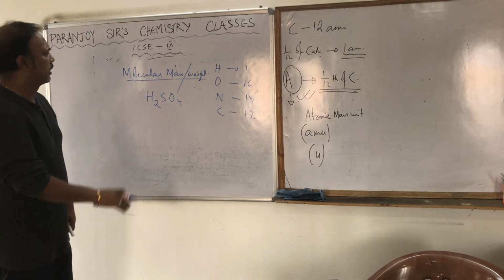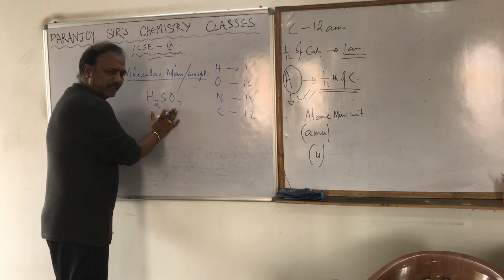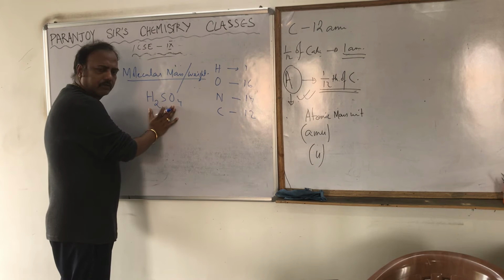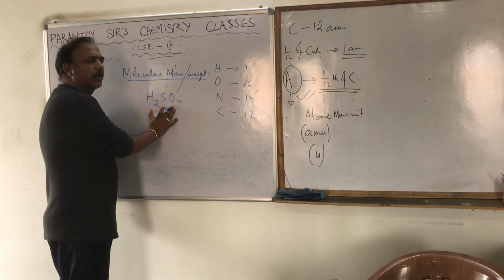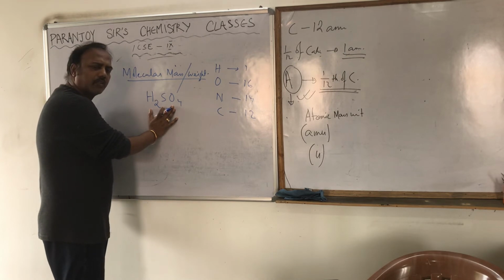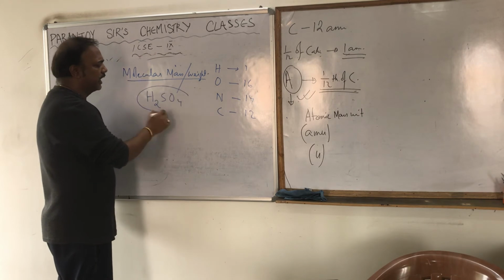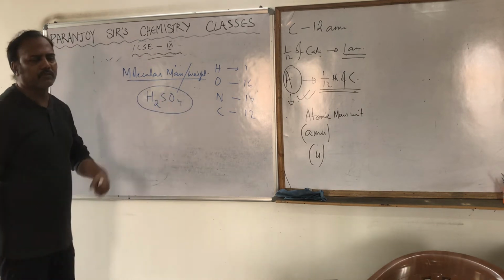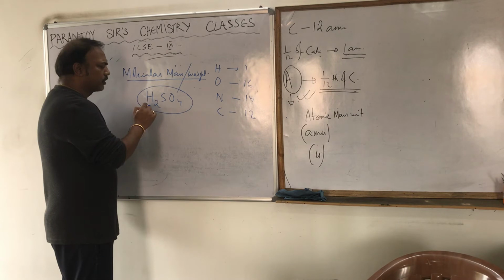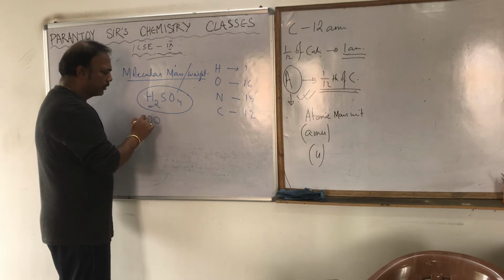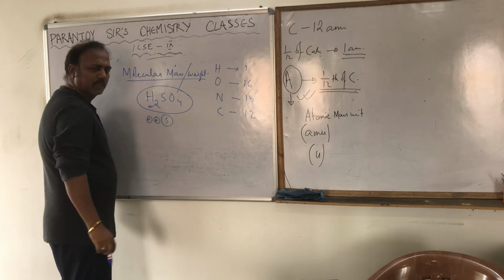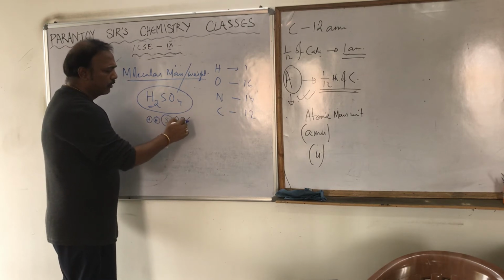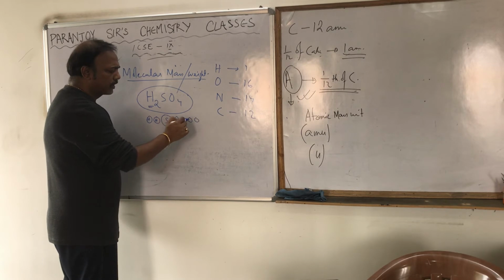Now if I ask what is the mass of this molecule, that is what is known as molecular mass. So molecular mass is nothing but the mass of one molecule. Now this sulfuric acid contains 2 hydrogen atoms, 1 sulfur atom, and 4 oxygen atoms.